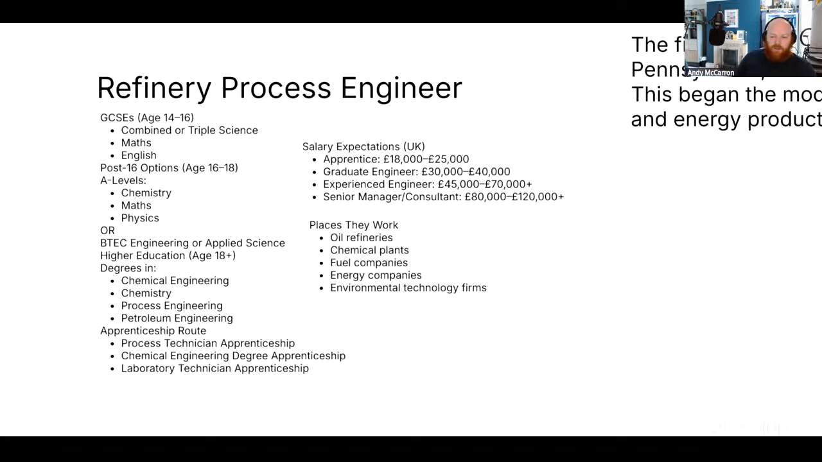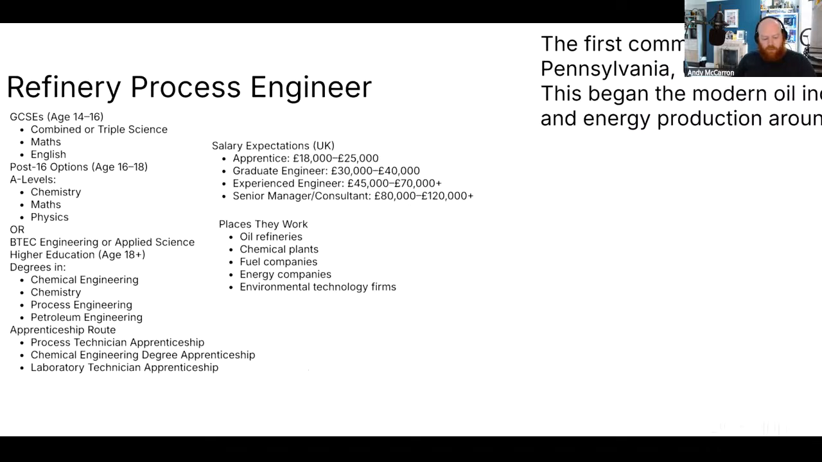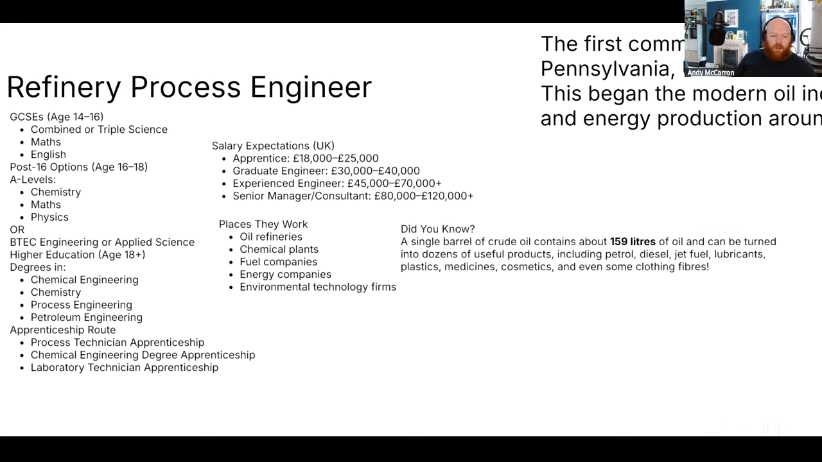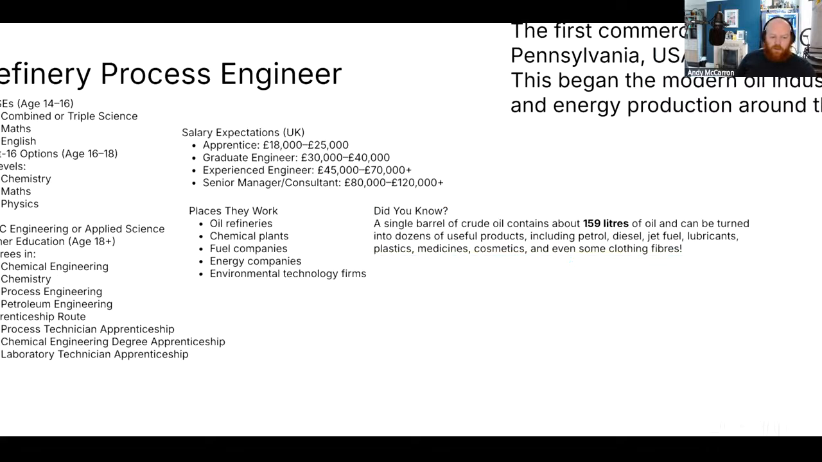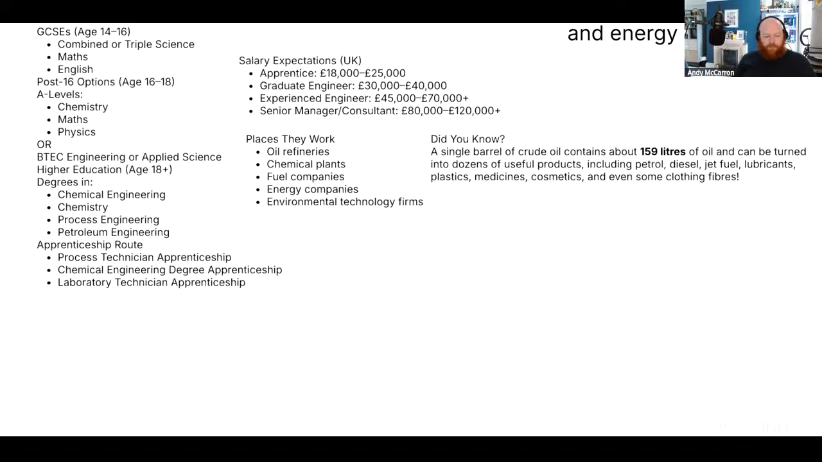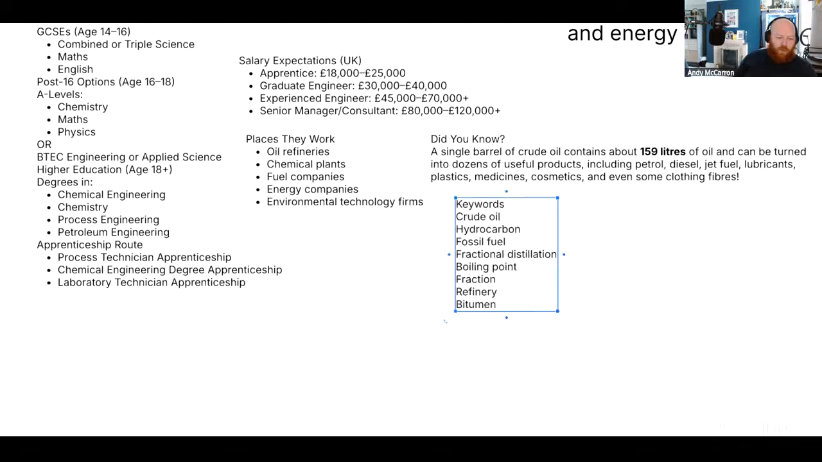Little did you know as well, a single barrel of oil contains 159 litres of oil, and this can be turned into dozens of useful things, including petrol, diesel, jet fuel, lubricants, plastic, medicines, cosmetics, and even some clothing fibres. Anything made of polyester is normally from crude oil. Our key words today have been crude oil, hydrocarbon, fossil fuel, fractional distillation, boiling point fraction, refinery, and bitumen.